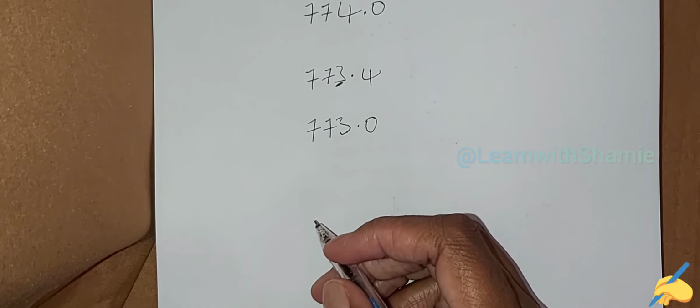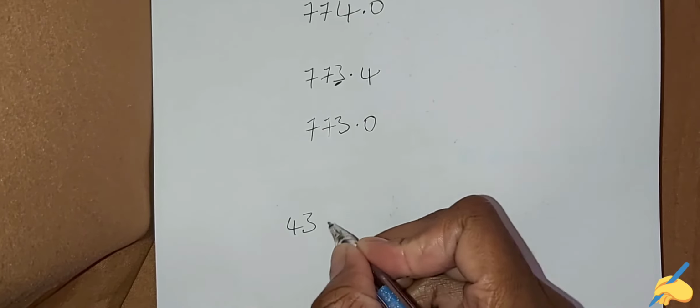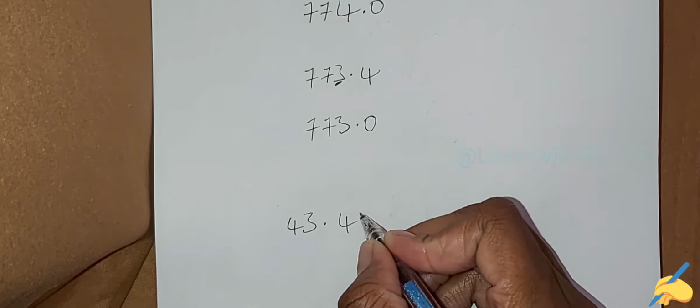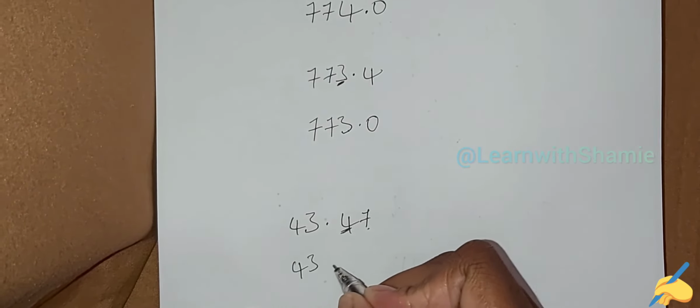I'm going to do a few examples rounded off to the nearest tenths, hundredths, and thousands. So we should have 43.47 and we should round this number to the nearest tenth. We would round up because the number that follows it is a 7. It's greater than 5, so we're going to round up. So our new figure would be 43.5.